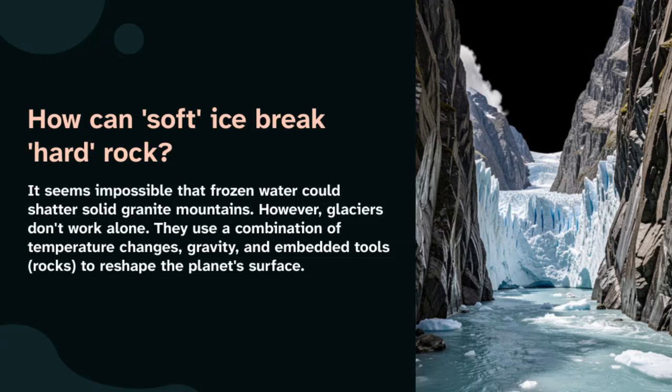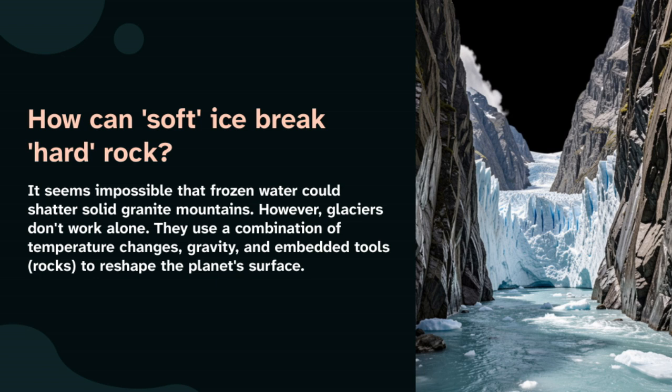Now let's think about the main puzzle of today's lesson. How can something like ice, which we might think of as soft or breakable, shape hard rock like granite? At first, it seems impossible. A block of ice in your freezer does not seem strong enough to shatter a mountain. But glaciers do not work alone. They use a combination of temperature changes, gravity, pressure, meltwater, and rocks trapped inside the ice. Think of a glacier as a giant moving toolkit. Freeze-thaw weathering weakens the rock.